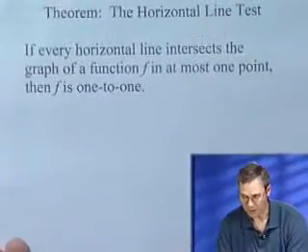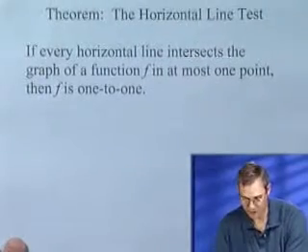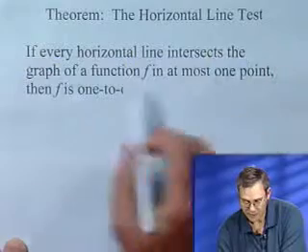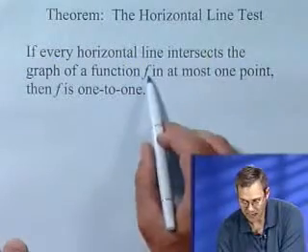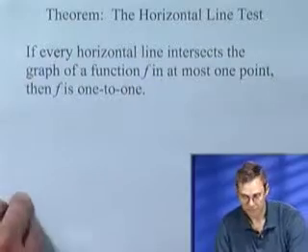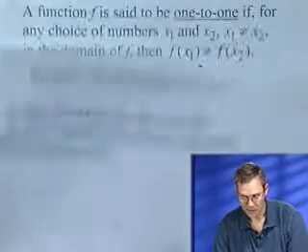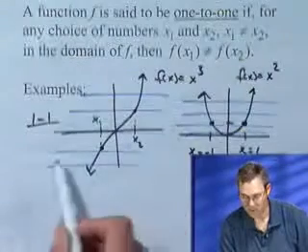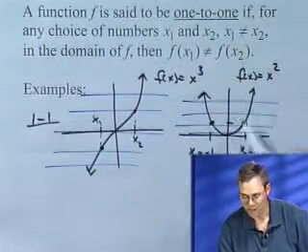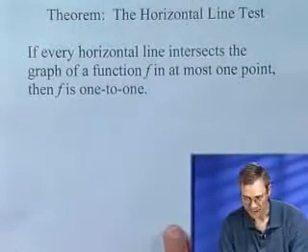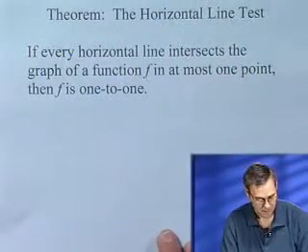It's a good way to determine if a function is one-to-one if you're given the graph. If every horizontal line intersects the graph of a function f in at most one point, then f is one-to-one. Okay? We saw that any horizontal line I draw here hits at most once. Here, more than once, not one-to-one, one-to-one. So it's a nice, easy test to determine if a graph is one-to-one.